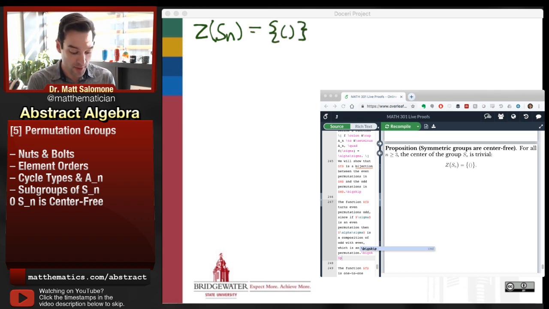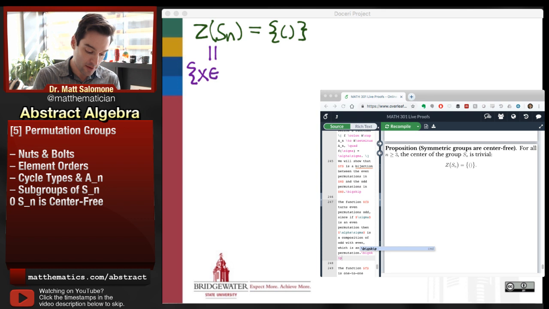And this is going to be nothing more than an exercise in remembering what the definition of the center of a group is. The center of a group consists of those elements of my group, so I'm going to call them X, those elements of my group Sn that commute with everything in my group, such that for all sigma in Sn, we have X sigma equals sigma X.